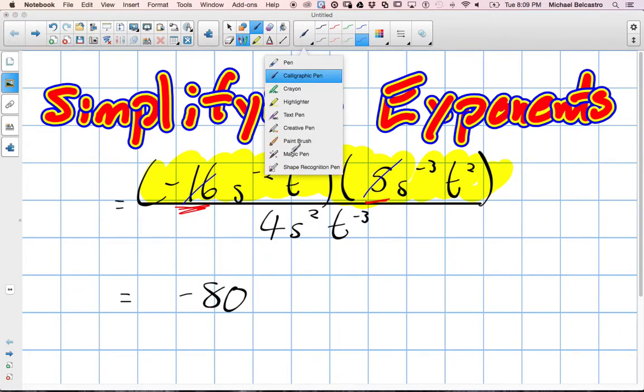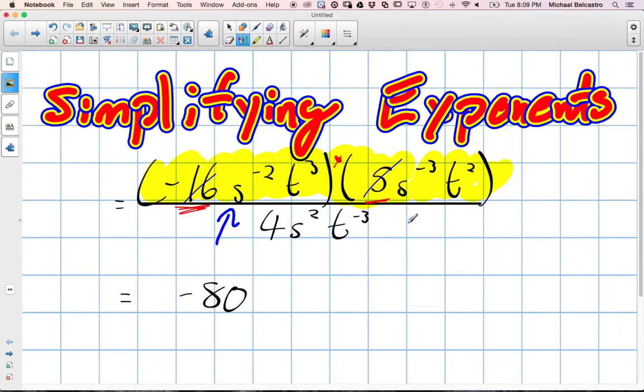Next one, we need bases to be the same. Well, we have s and s. So I know we're going to have a base of s. What the exponent is going to be is unsure. We know by our rule that when we multiply, we add our exponents together. So we have negative 2 and negative 3. Let's do that on the side. Negative 2 plus negative 3 is going to give us negative 5. So we now have s to the negative 5. Okay, and that takes care of that one.